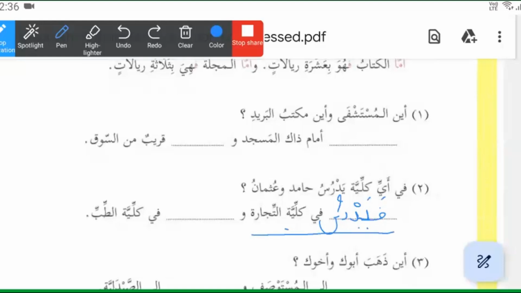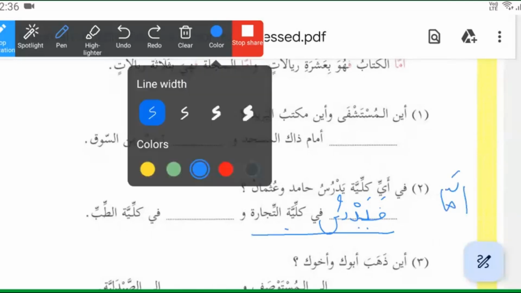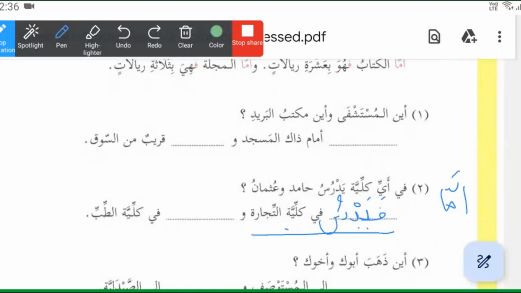Why fa? Because fa is for the khabar, which is a jumla fa'liya. So it is coming with fa. We can also write yadrusu, but according to the rule, after amma the khabar will come with fa. So fayadrusu fi kulliyati tijara. He is studying in the business college. Wa Usmanu fayadrusu fi kulliyati tib, and Usman is studying in the medical college.